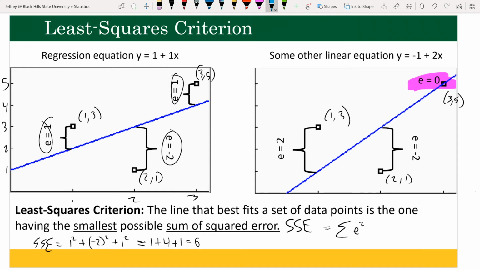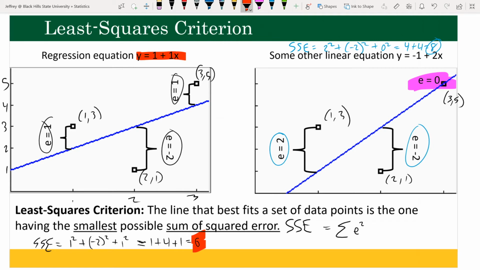Now if we look at the other graph, notice that our errors actually end up being a little bit larger here. So for this graph, the sum of squared error is 2 squared plus -2 squared plus 0 squared, which means we get 4 plus 4, which is 8. And the idea is we want to have the smallest amount of error possible, because again, we want the line that best fits these data points. Since 6 is smaller than 8, that means that we have a better line of fit than the other one.